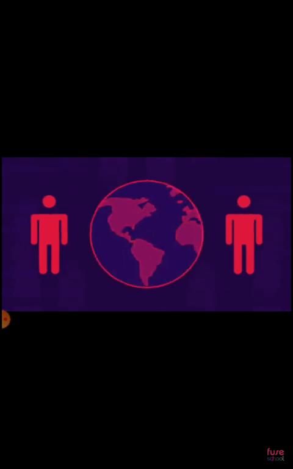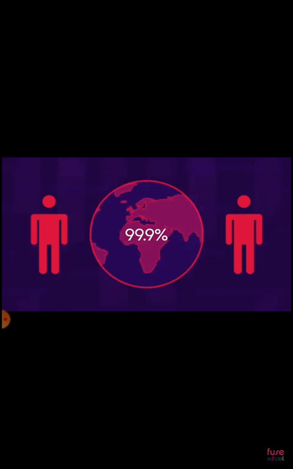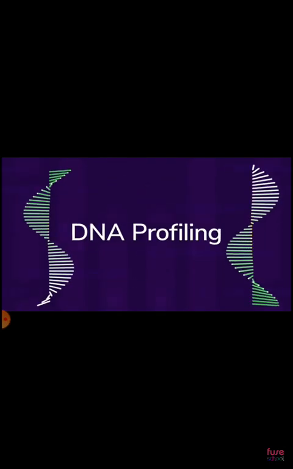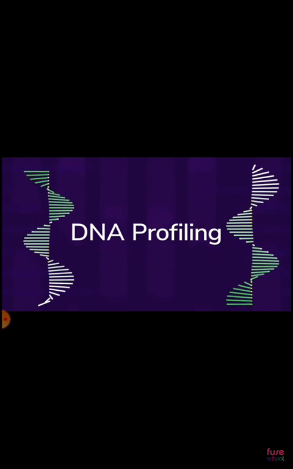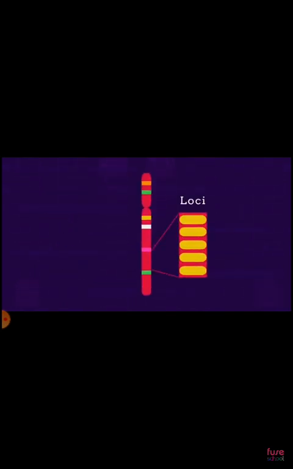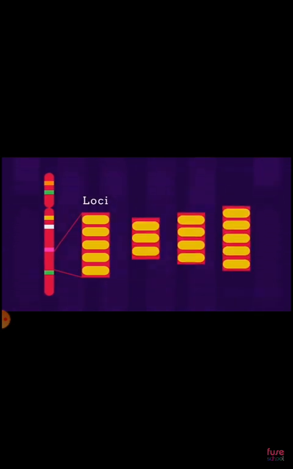Any two people in the world have 99.9% of their DNA the same. So this process analyzes the differences in the remaining 0.1%. This modern technology is called DNA profiling. It's a very sensitive technique which only needs a few skin cells, a hair root, or a tiny amount of blood or saliva. There are sections, or loci, of chromosomes, where instead of a gene consisting of a long sequence of bases, there are much shorter sequences of 3, 4, or 5 bases that are repeated many times.